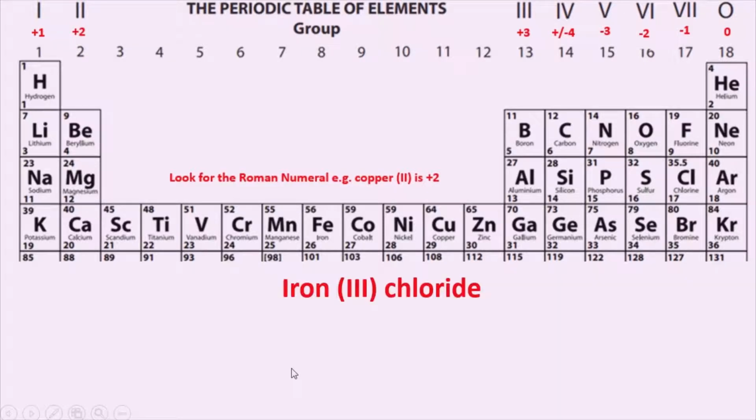Next one, iron 3 chloride. So this is iron, which is over here, combining with chlorine. So let's put it down. The symbol for iron is Fe, the symbol for chlorine is Cl. Now, how does iron behave? Well, we haven't got anything above the column there, so it says to look for the Roman numeral. The Roman numeral there is 3. So that tells us to use +3 with iron. And what that really means is iron wants to lose 3 electrons. Chlorine is Cl -1, so we put -1 underneath it.